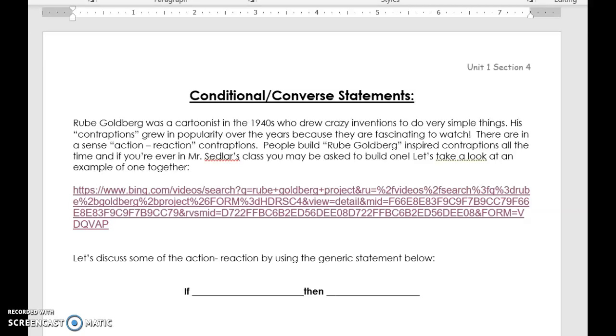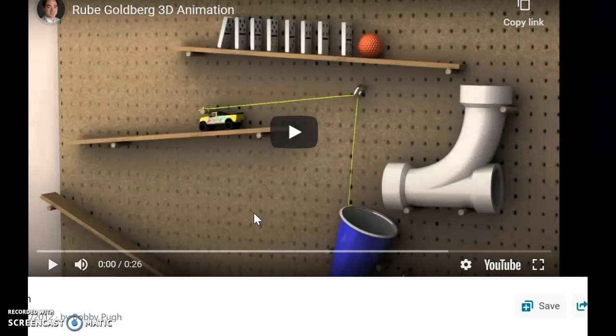All right, this week we're going to take a little bit of a break from those geometric basic figures and move on to some other important geometric basics, which are conditional and converse statements. So to kind of introduce you to it, let me first show you this video of something that is aligned with what we're talking about today.